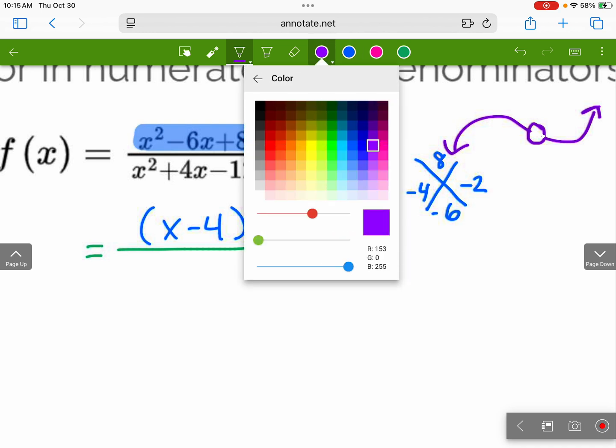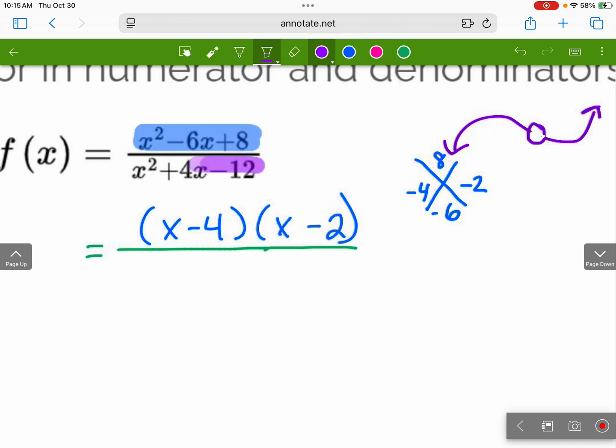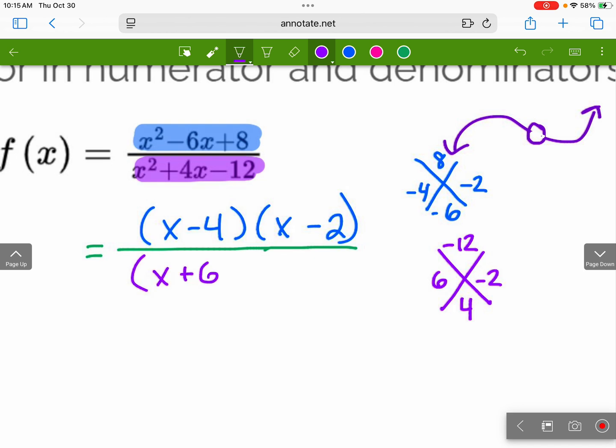We're going to do the same thing with our denominator. We're going to try and factor this guy as much as we can. So we're going to find a pair of numbers that multiplies to be negative 12, adds to be positive 4. 6 and negative 2. So we're going to have our x with a positive 6, x with a negative 2.